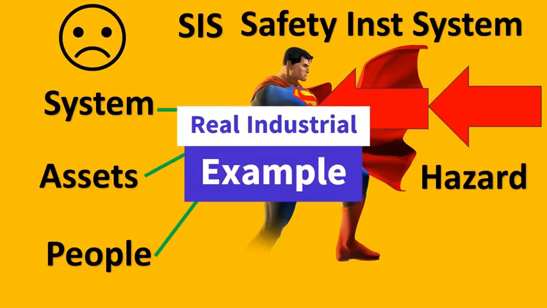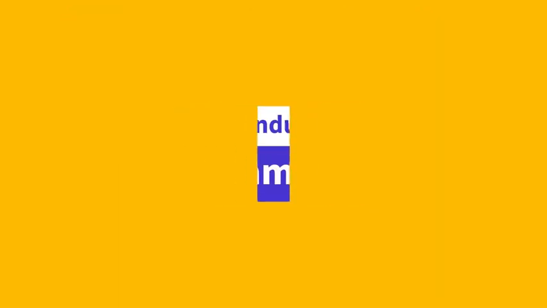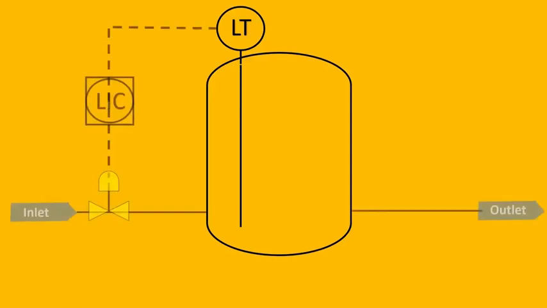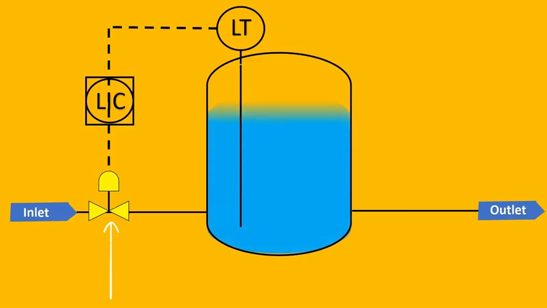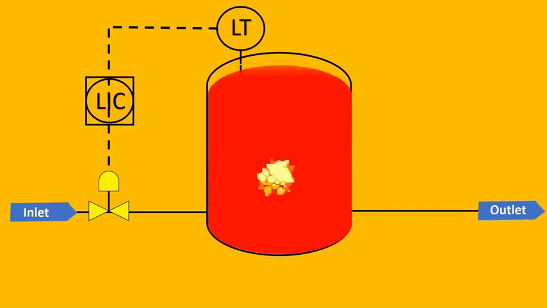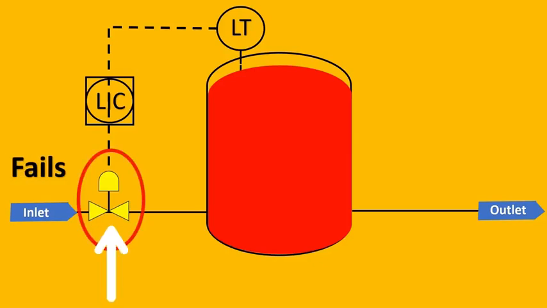Now let's look at a real industrial example. First, imagine we'll take a level control loop, a simple level control loop. So basically, as the level is increasing or decreasing, this control valve is going to control the flow and basically control the level. Now imagine instead of water we have a dangerous fluid, and this fluid is increasing completely, and this valve which we see at the inlet fails. Now imagine this tank is going to blast, so we need something to protect it, right?